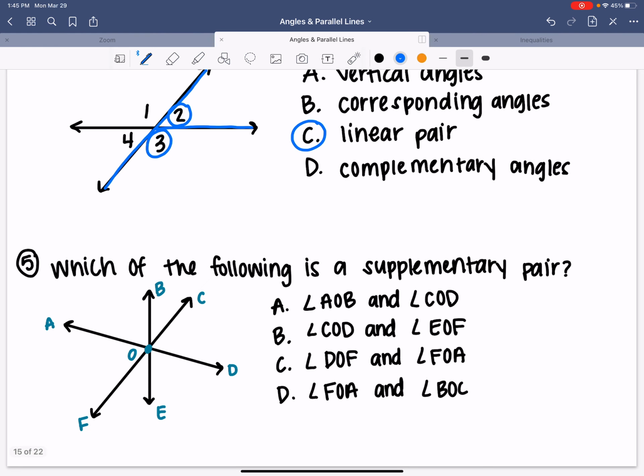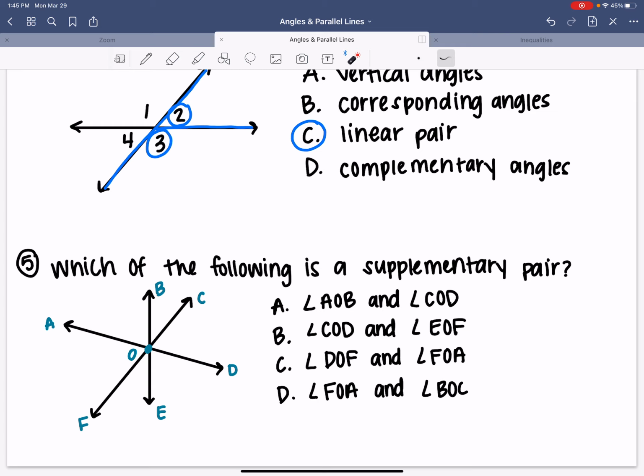Number 5, which of the following is a supplementary pair? Okay, so let's trace out each of these angle pairs. AOB and COD. So AOB would be this one, and COD would be this one. Now, that's this angle and this angle. But in order to be supplementary, we would need this one as well to form that straight line. So it's not A.